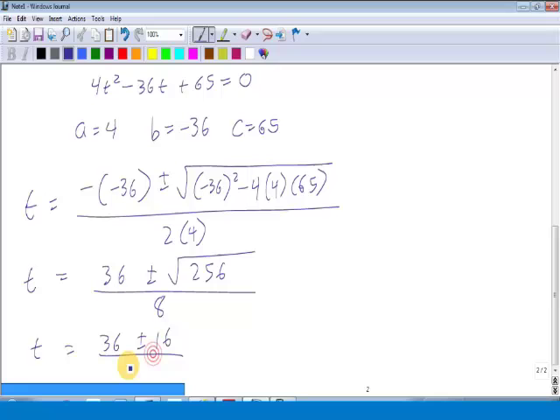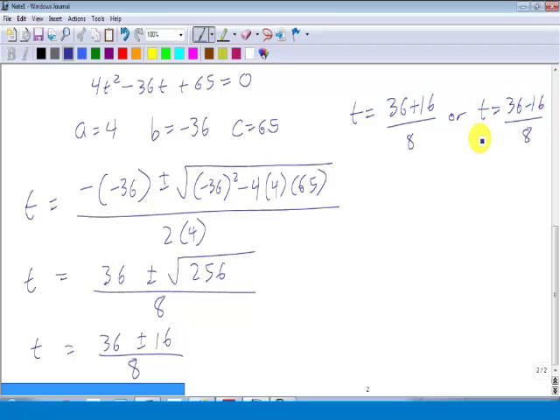36 plus or minus 16 all over the square root of 8. All right, quick show of hands. Don't shout out the answer, but who knows what 36 plus 16 is? Yes. Who knows what 36 minus 16 is? Yes. So you wouldn't want to take 36 plus or minus 16 all over 8 and put a box around it and call that your final answer. There's some obvious simplifying that can be done to that. T equals 36 plus 16 all over 8, or T equals 36 minus 16 all over 8.